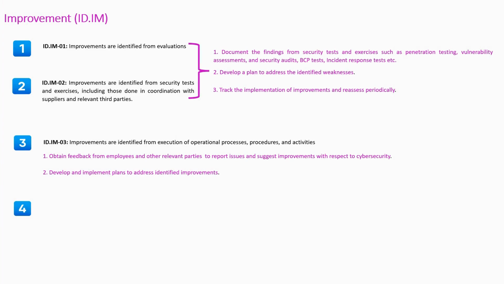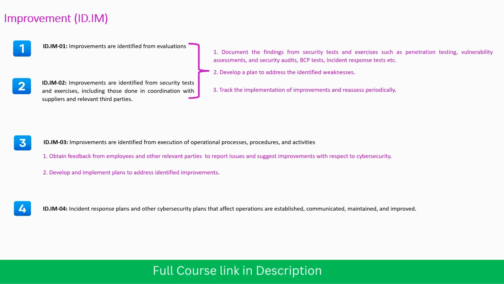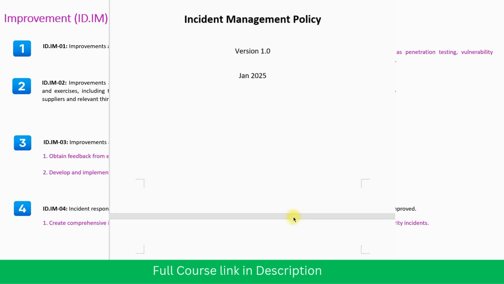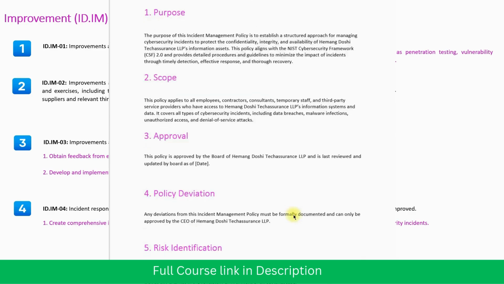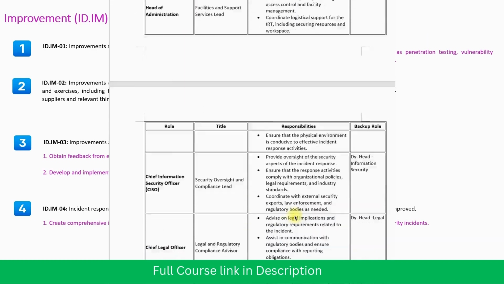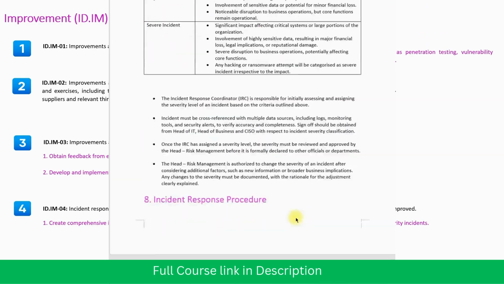Let us now discuss the fourth subcategory. It says that incident response plans and other cybersecurity plans that affect the operations are established, communicated, maintained and improved. So what you need to do is to create a comprehensive incident response plan that outlines the procedures for detecting, responding to and recovering from cybersecurity incidents.